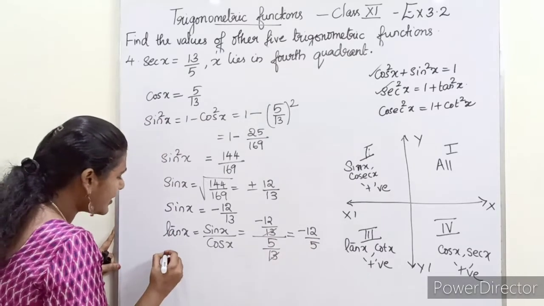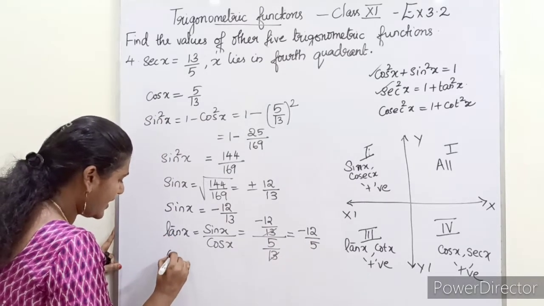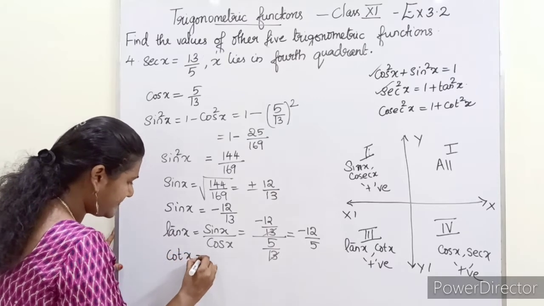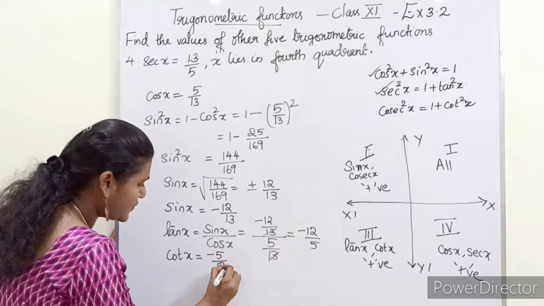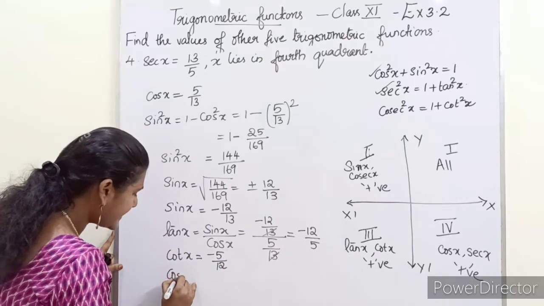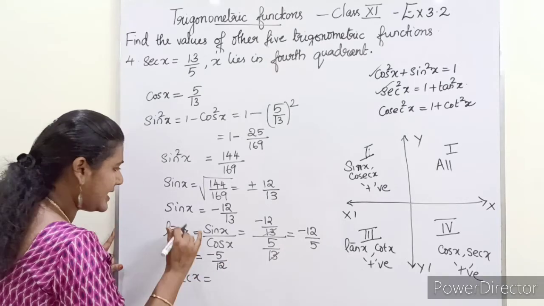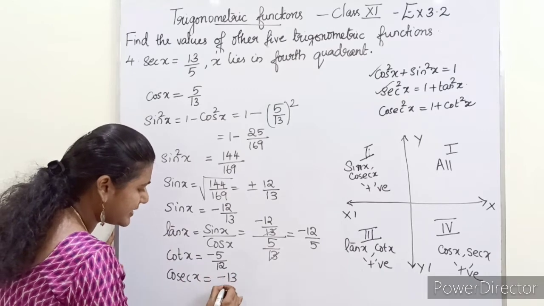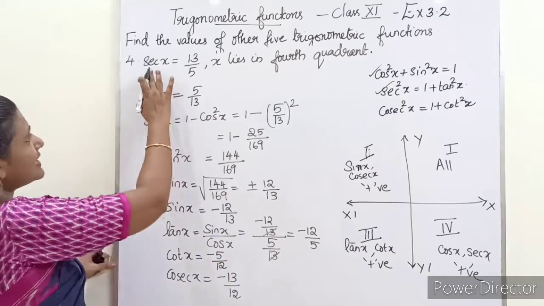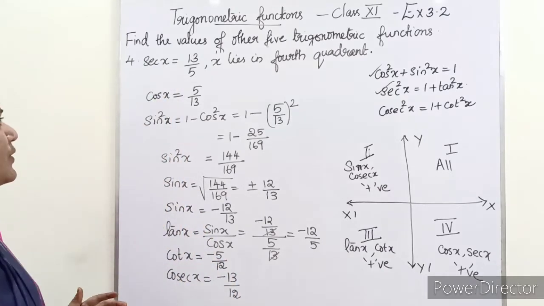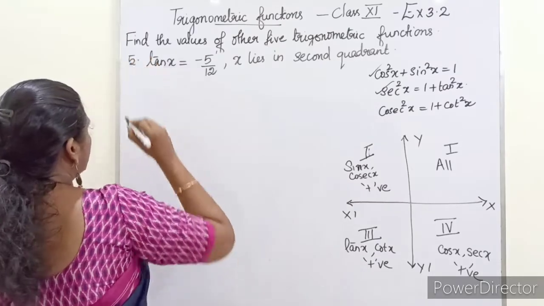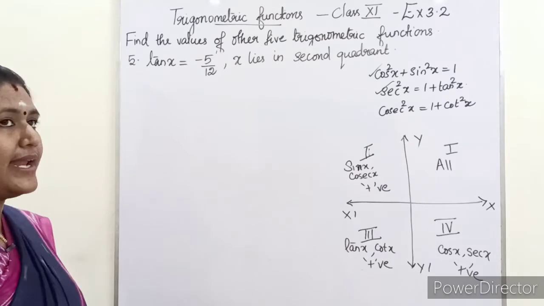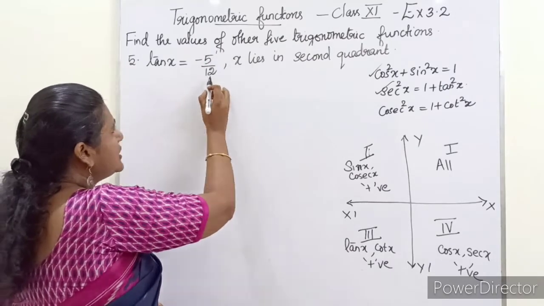Now the remaining ratios we will write as reciprocals. So cot x is equal to the reciprocal of tan, that is minus 5 by 12. Then cosec x is the reciprocal of sin, so the value is minus 13 by 12, and sec x is already given. So this is how you have to do the question. Now the next question, question number 5. Tan x is equal to minus 5 by 12.